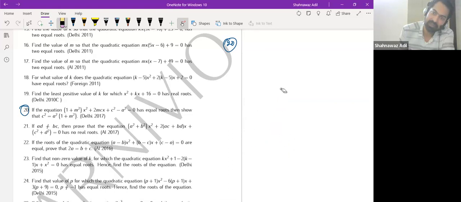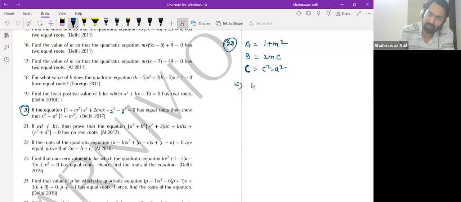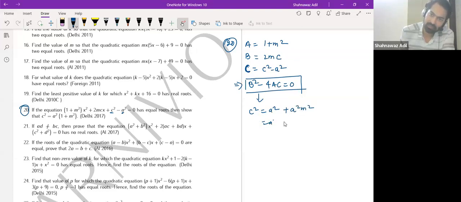Good, very good. But let me just write that A was 1 plus m square, B was, because there is already an A and C, that is why I'm writing a capital 1. Right, so this is 2mc and C is C square minus capital A square. And we have to just verify that C square minus 4ac equals zero. So when we solve this, then we'll get this relation. C square is A square, and you will get something like this. You can solve this and we'll get this.